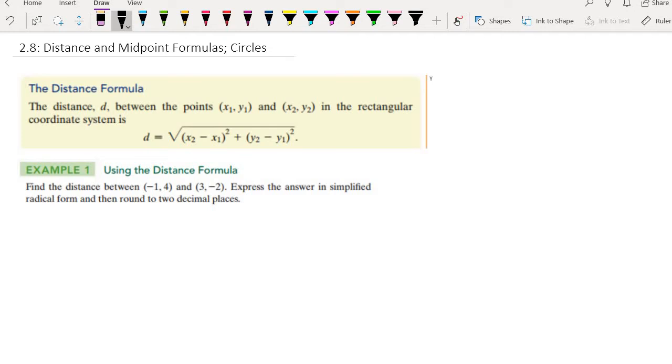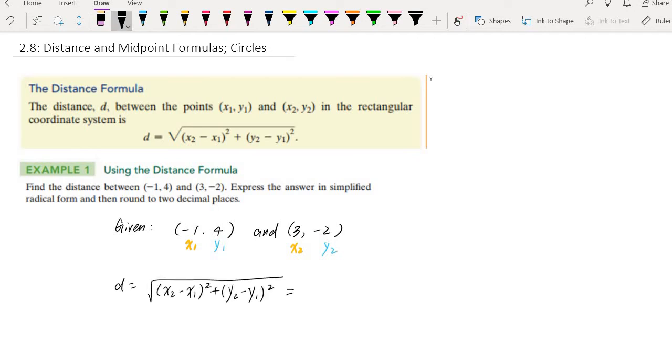Okay, let's take a look at example 1: using the distance formula to find the distance between these 2 points, (-1, 4) and (3, -2). Then express the answer in simplified radical form and round it to 2 decimal places. So we have x1, x2, and y1, y2. Let's apply this formula. All you have to do right now is plug in the points.